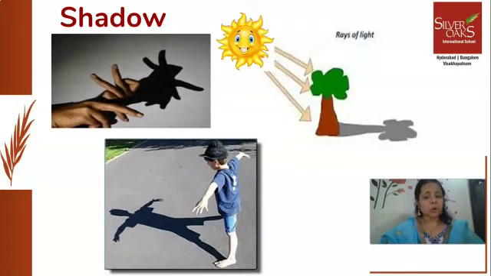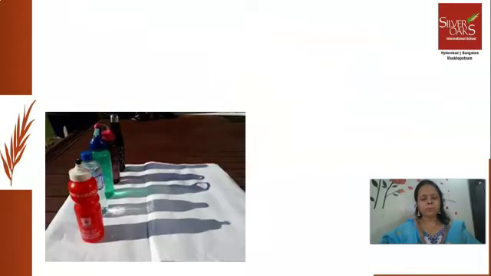When you use a torch, take a torch and put your hand towards the wall and check whether the shadow forms. It will form a shadow. When light cannot pass through the object, the shadow is formed.